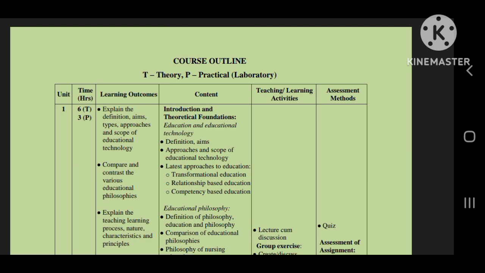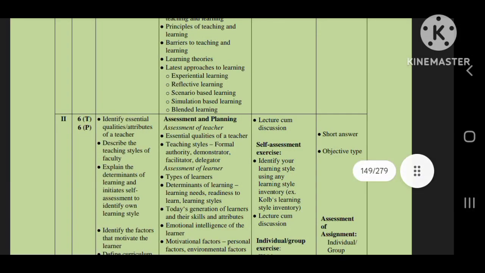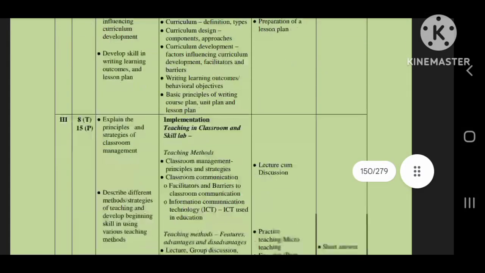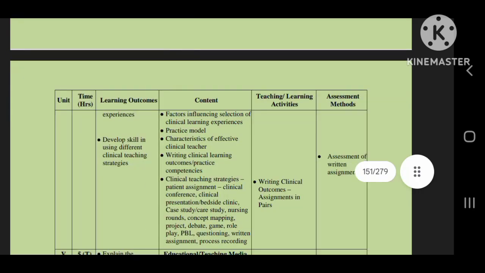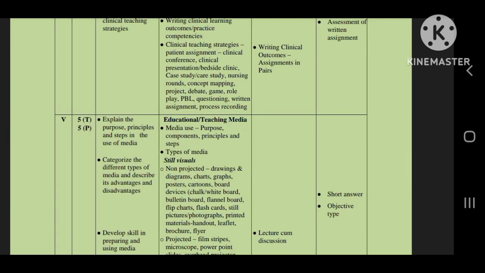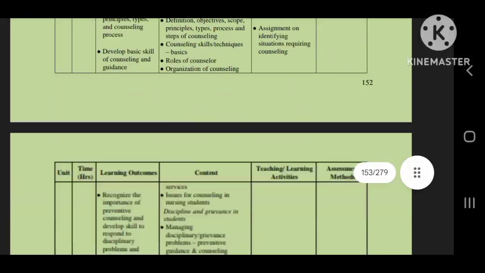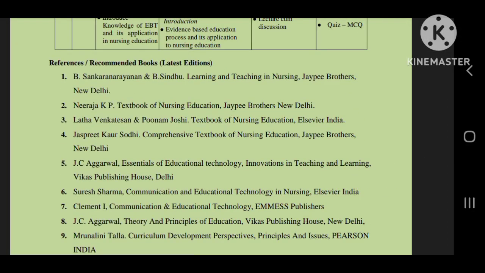Course outline: introduction and theoretical foundation, that is for 6 theory. Then assessment and planning. Third is curriculum planning. Then implementation, teaching in classroom and skill lab. Then fourth is teaching in the clinical settings, teaching various teaching methods. Then fifth unit is educational teaching media. So these are the various textbooks recommended for nursing education.